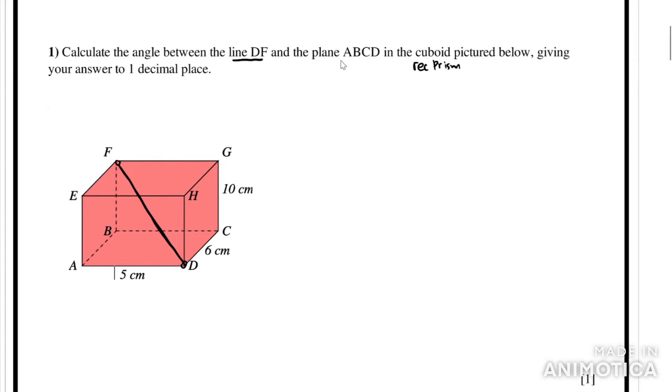And they want the angle with the plane ABCD. So the plane, if I look for A, B, C, and D, they're looking for this sort of the bottom side of the box.